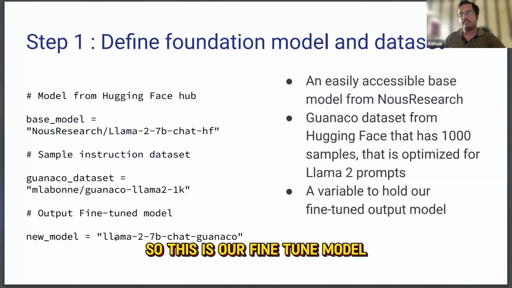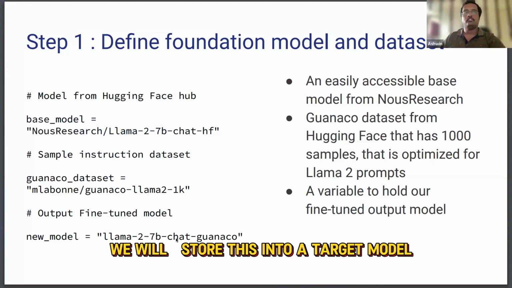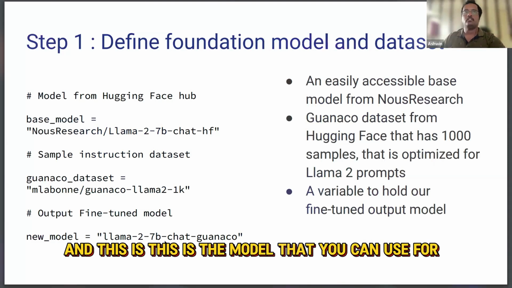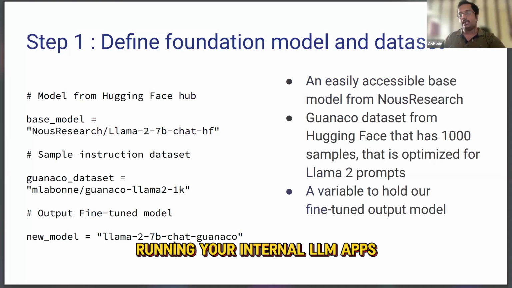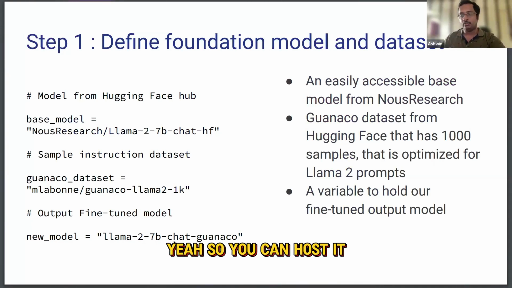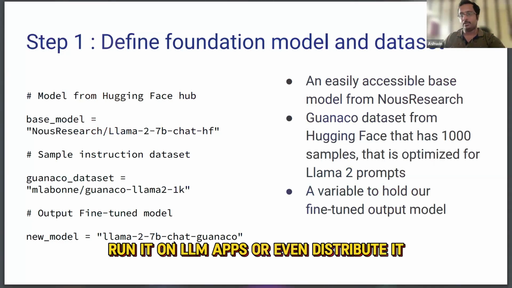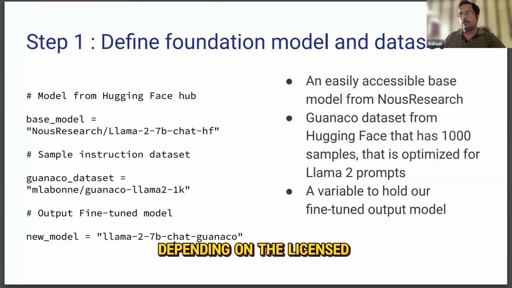And the last one is more like a placeholder. This is our fine-tuned model. Once we run the fine-tuning, we will store it into a target model, and this is the model that you can use for running your internal LLM apps. You can host it, run it in your LLM apps, or even distribute it depending on the license agreement that you have with the foundation model.